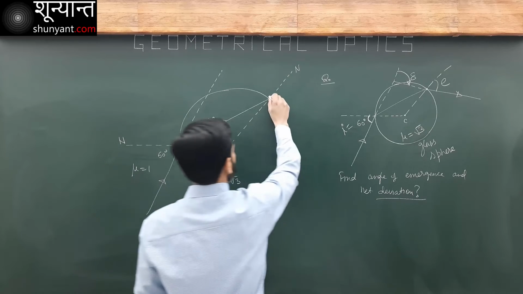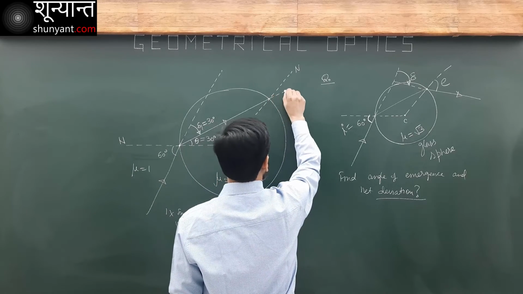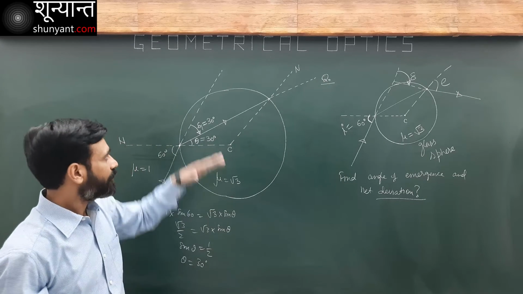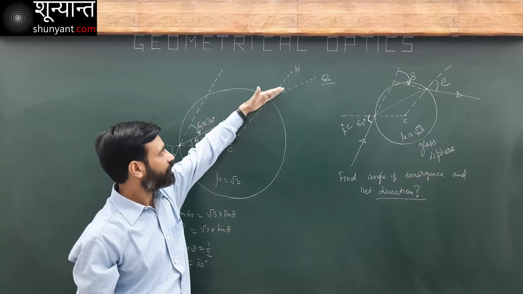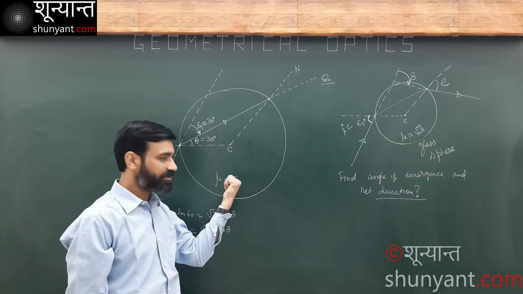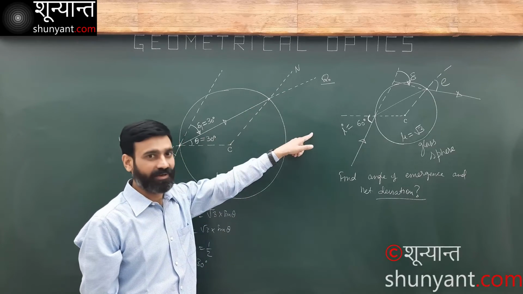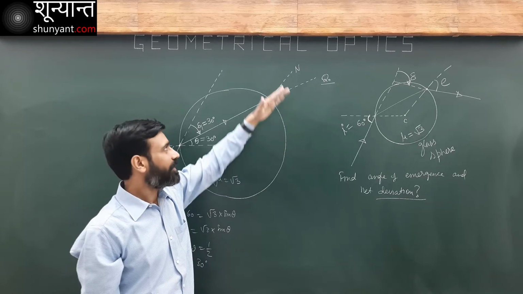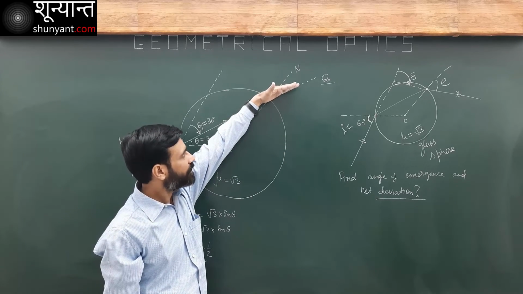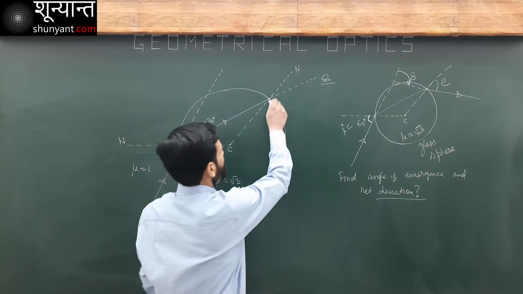Okay, this is the original path of this light. Now this is going to change, deviate. Light is going from denser to rarer medium, so it will bend away from the normal. This is the original path. It is going to bend away from the normal. Okay, it is going to bend like this.